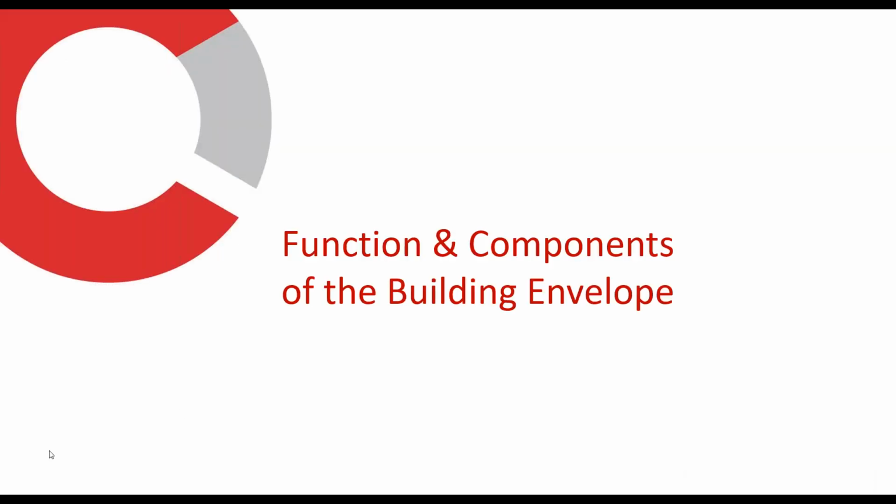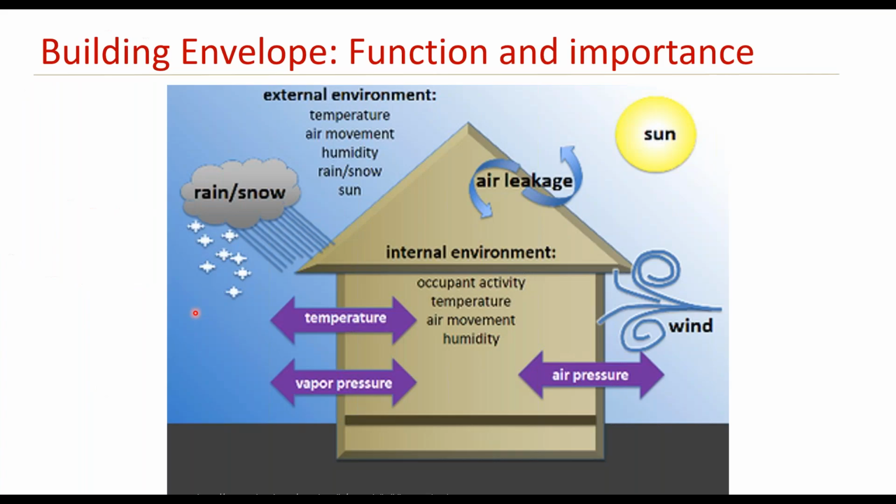So let's start with the function and components of the building envelope. The building envelope is the outermost layer of the building, and it serves a similar role as the skin to a human body in terms of protecting the structure from the elements, regulating the indoor temperature, and regulating the air movement in and out of the building. In terms of protection from the elements, we're talking about rain and snow, the effect of sunlight and extreme winds, and also regulating the pressure. It also protects the building and its occupants from harmful substances, toxins, and pathogens, as well as pests.